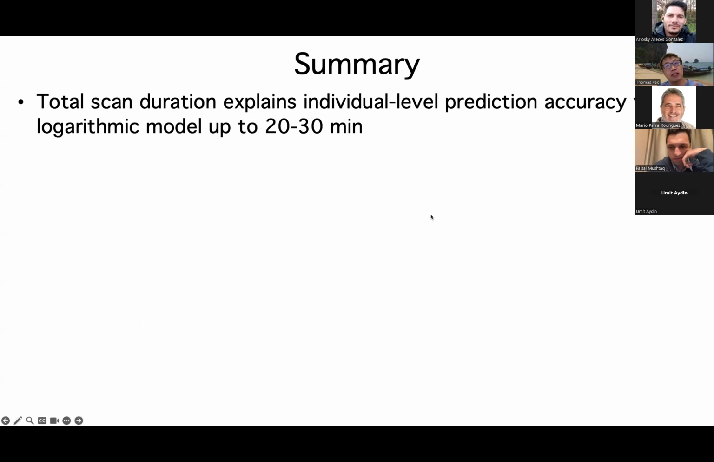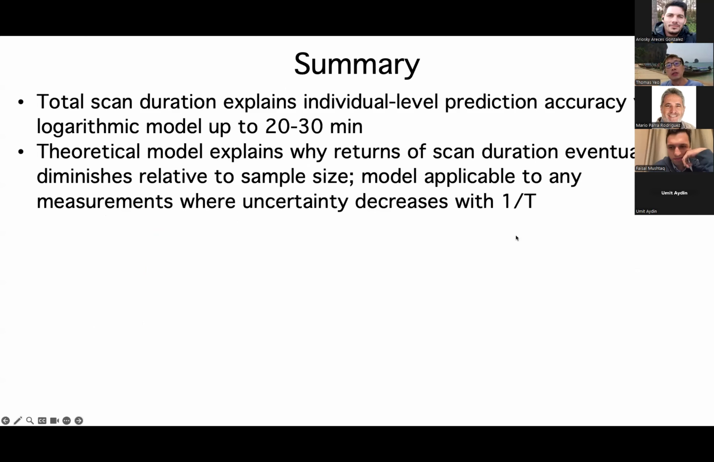To summarize, we find that the total scan duration explains individual level prediction accuracy via a logarithmic model. The implication is that sample size and scan duration are broadly interchangeable up to 20 to 30 minutes of data. The returns of scan duration diminish relative to sample size, which we can explain with a theoretical model.